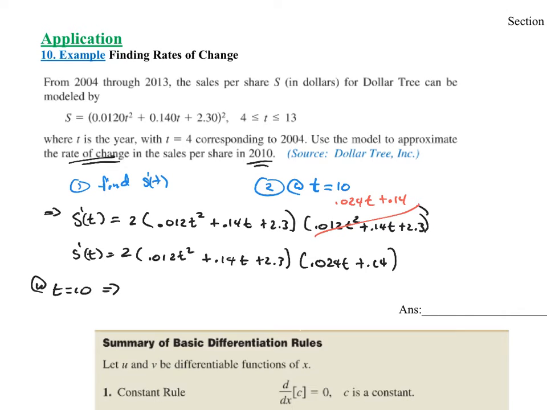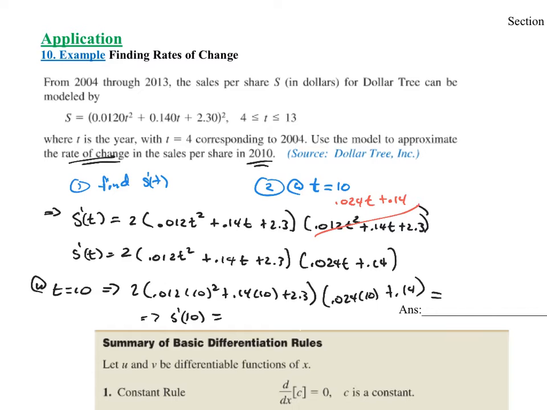So I don't care about simplifying whatsoever. We are just plugging the number in. Let's do it. So this would be 2 times (0.012 times 10 squared plus 0.14 times 10 plus 2.3). We're going to multiply all that times (0.024 times 10 plus 0.14). Throw that into your calculator and let's see what we get. Not saying it's nice. Again, real problems mean real ugly numbers. I'm getting S prime of 10, the rate of change in the year 2010, approximating to 3 decimal places, 3.724. Please verify and make sure you're getting the exact same thing as me.